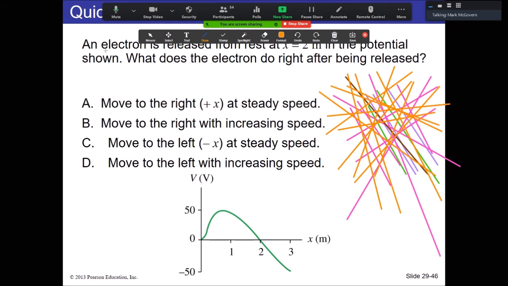Now, check this out though. This is an electron. I was grading something. What did I grade? I graded something on Saturday.